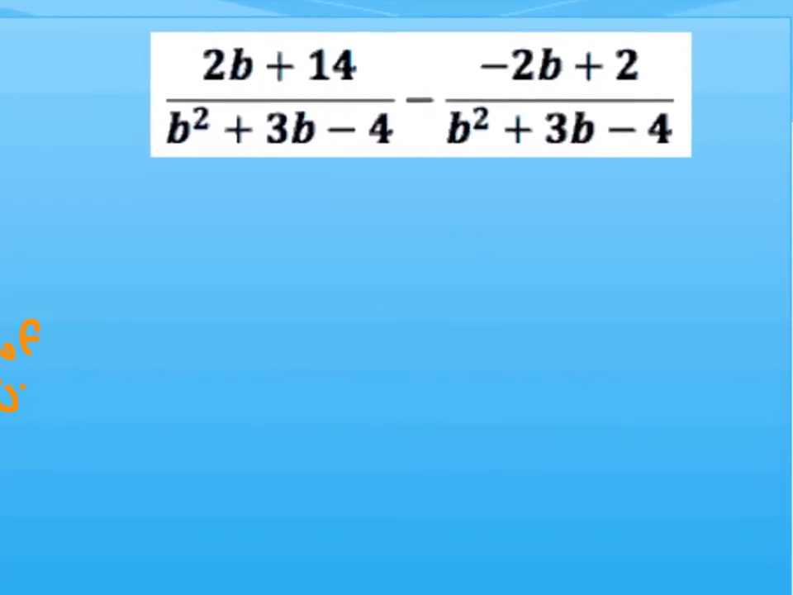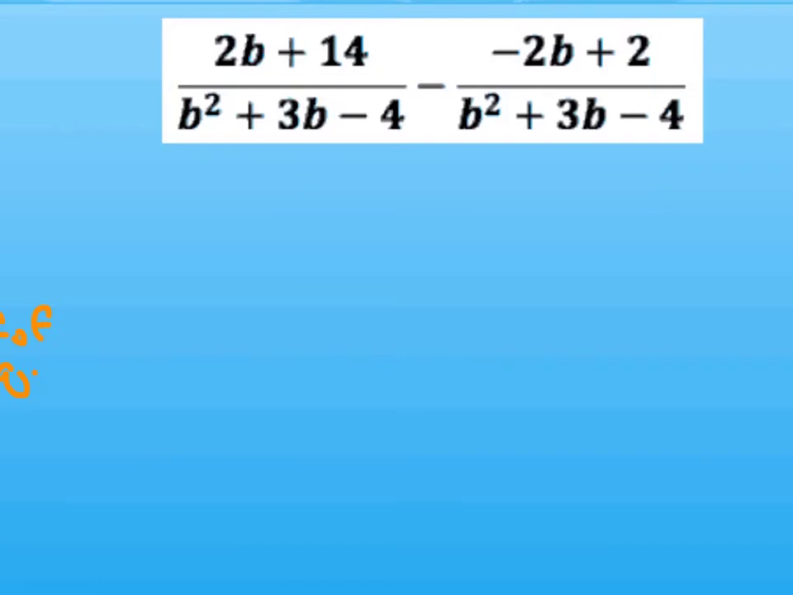We have 2b plus 14 over b squared plus 3b minus 4 minus negative 2b plus 2 over b squared plus 3b minus 4. First things first, I'm going to add my parentheses to make sure I stay focused and organized. Now I'm going to rewrite this with one common denominator, so I have b squared plus 3b minus 4, and on the top we have 2b plus 14 minus a negative 2b plus 2.